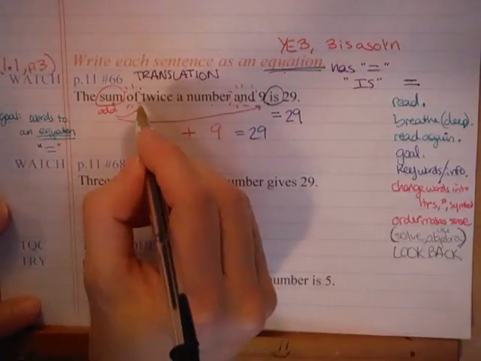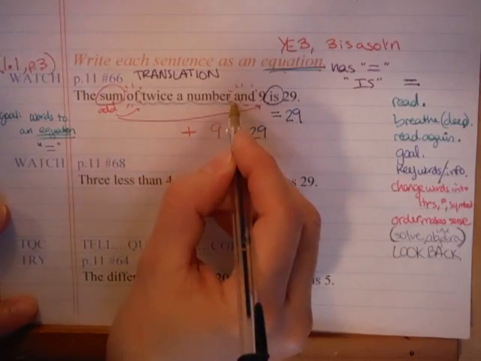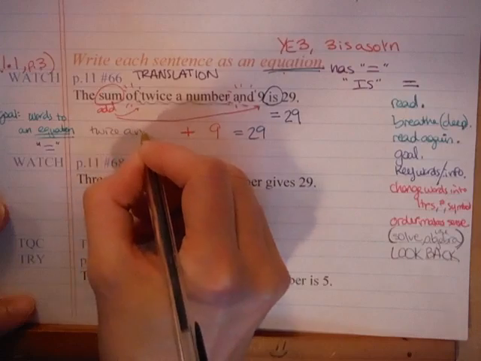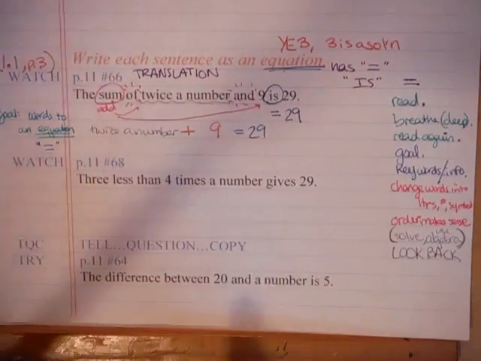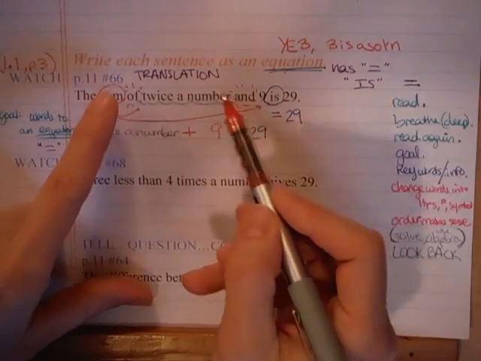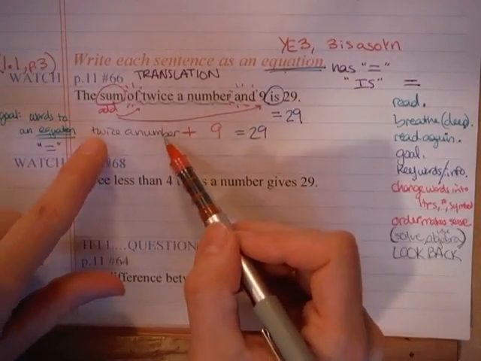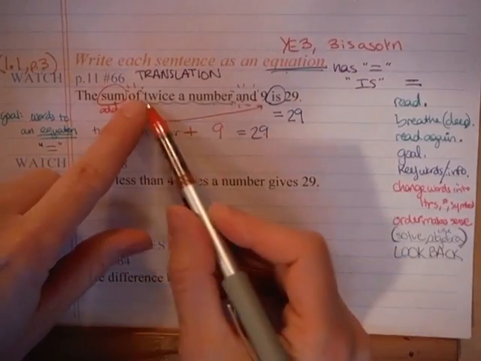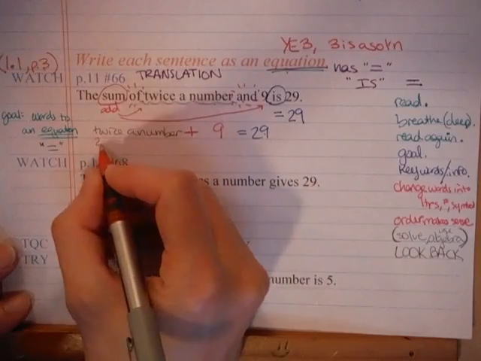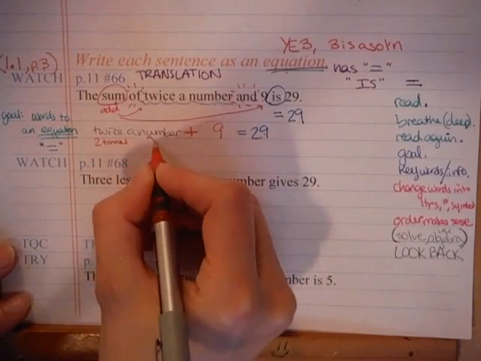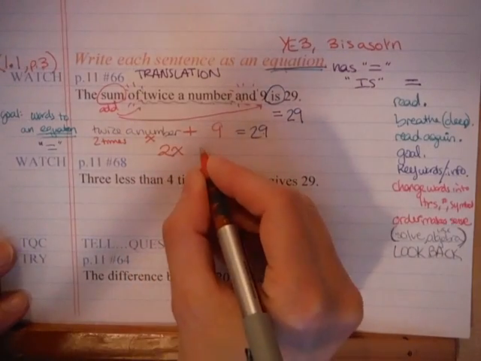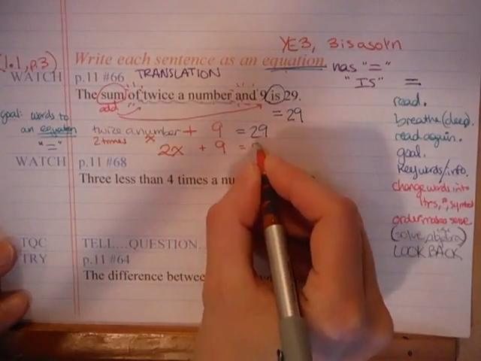Let's take a peek here. What's after the "of"? Twice a number. Well, there's my unknown. So I've got twice a number. Notice I'm just doing kind of baby steps to keep my mind just straight and clear. The sum of something and 9 is 29. The sum of something and 9 is 29. That something needs to be translated from twice a number. Twice means 2 times a number will be x. So 2 times x plus 9, in other words, 2x plus 9 equals 29.